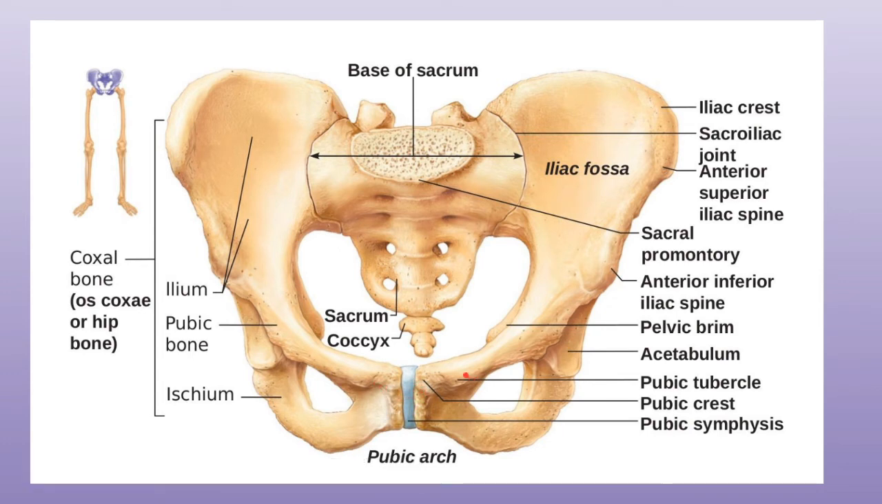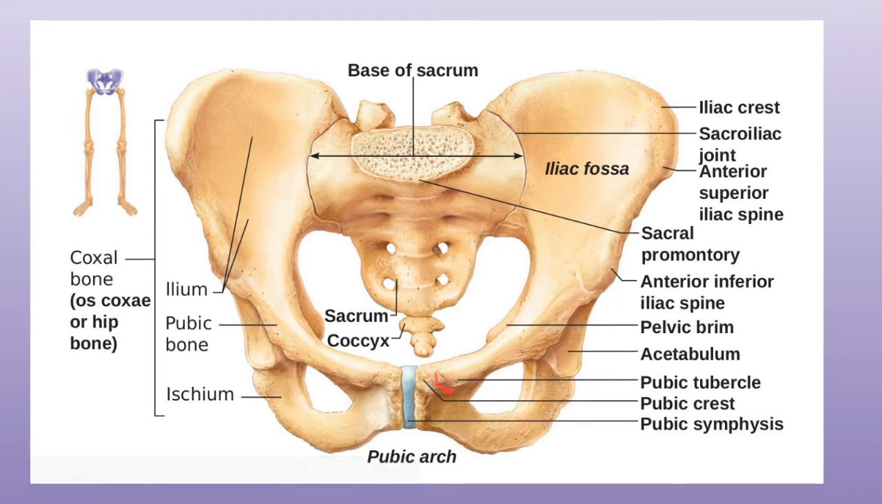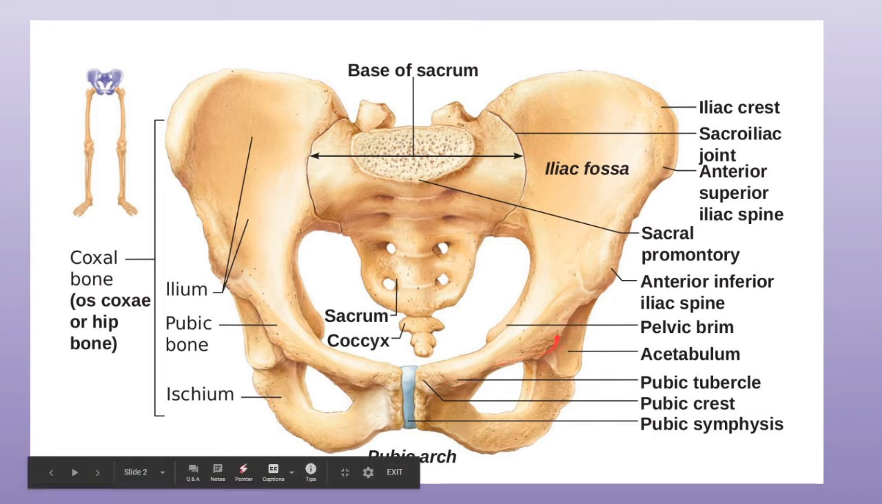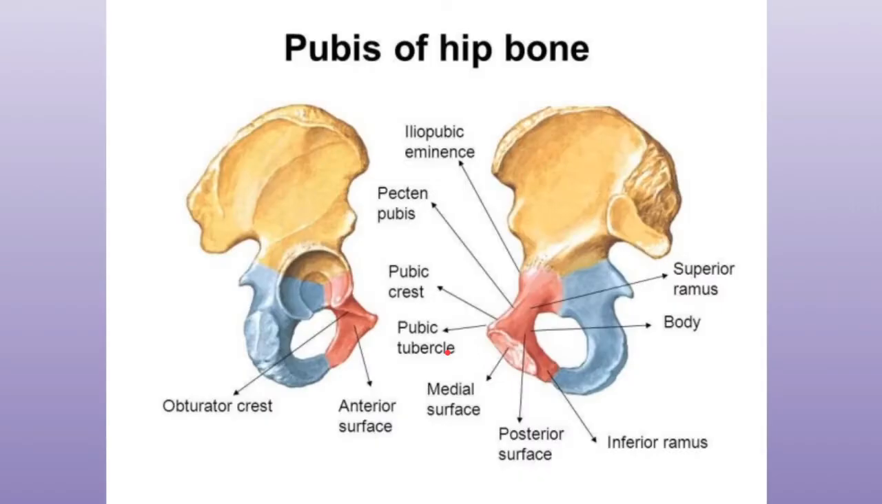Now the next part is the superior ramus. This superior ramus is present above the obturator foramen and extends from the body of the pubis to the acetabulum. It has three borders and three surfaces. First of the borders, this is the superior border.